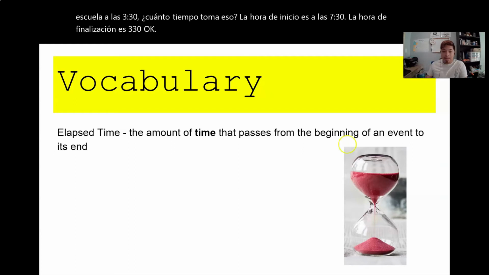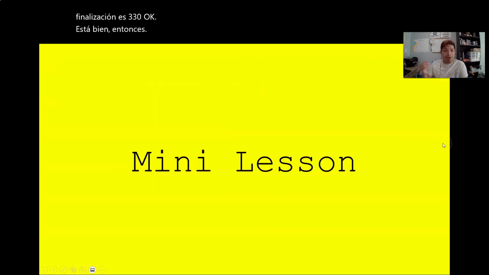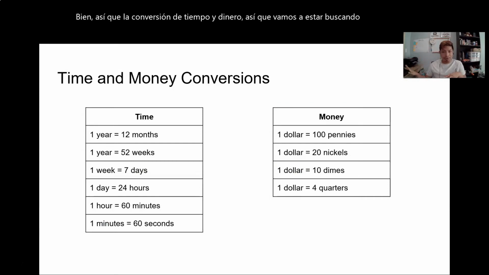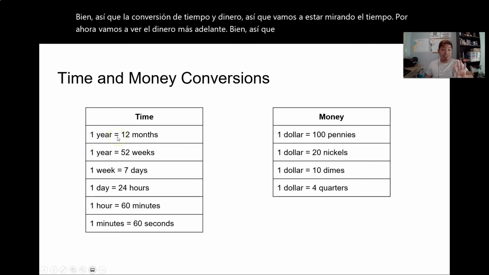Okay, so let's go ahead and look into our mini lesson. Time and money conversion. We're only going to be looking at time for now. We're going to be looking at money later on. This is what is on the STAR reference sheet too.